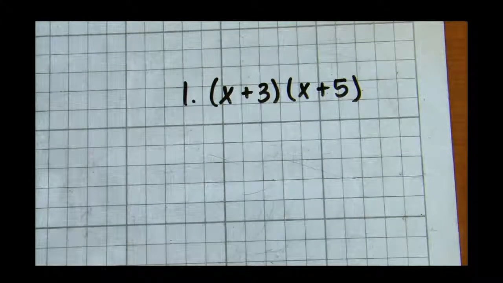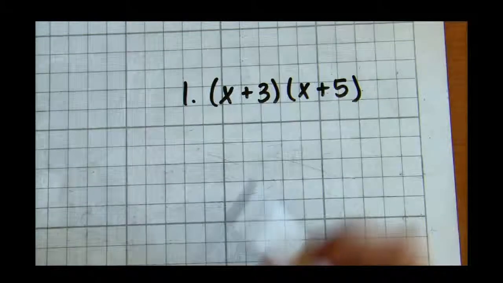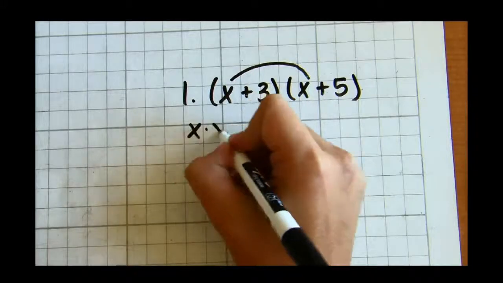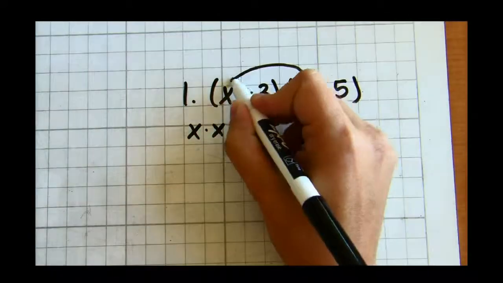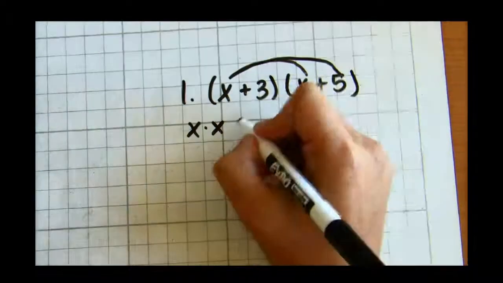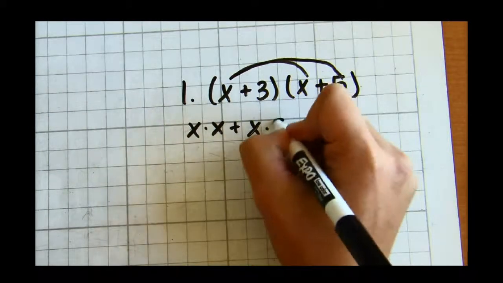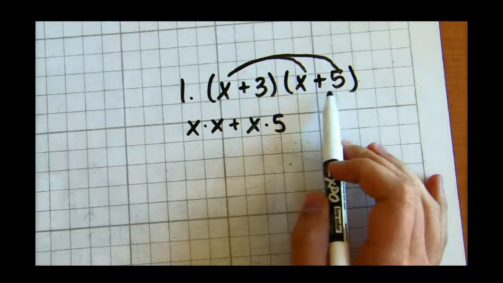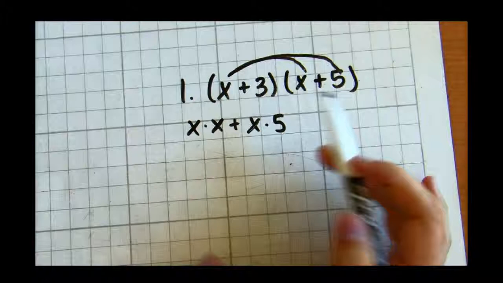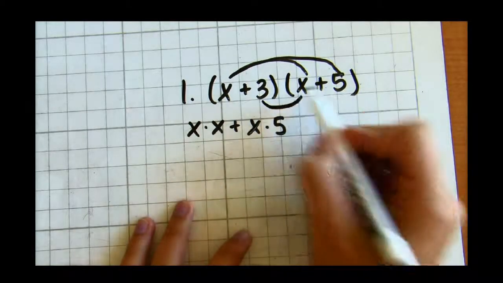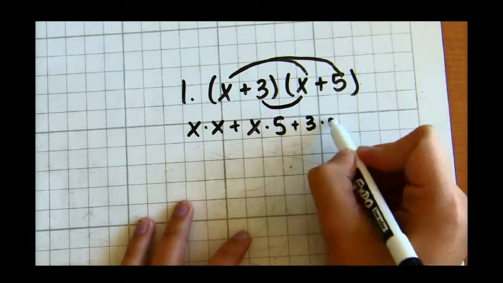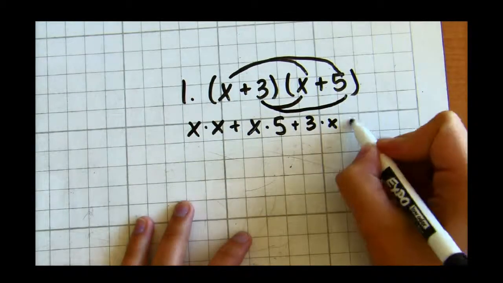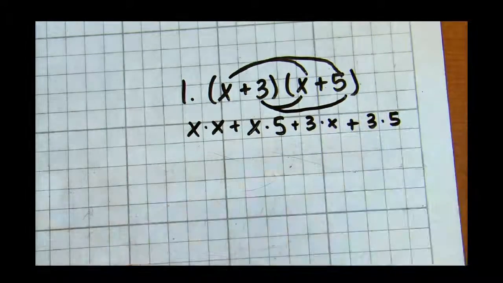Just to go over this first one, make sure that we're on the same page. If I take x times x, I'm going to get an x times x down here. Then I'm going to multiply my x with 5, plus x times 5. Now I've distributed my x to everything on this side, so now I'm going to distribute my 3. So my 3 goes to my x, I'll have plus 3 times x. And then my 3 has to go to this 5, so I'll have plus 3 times 5.